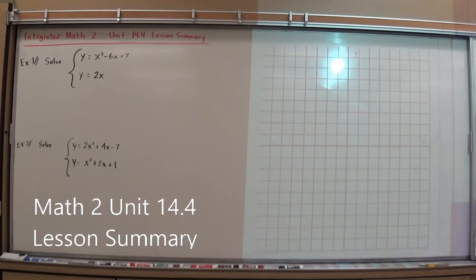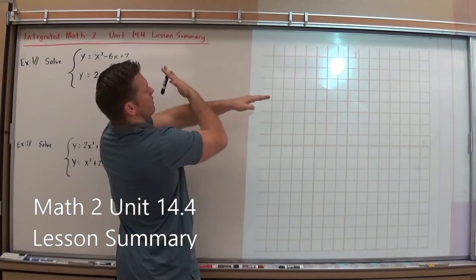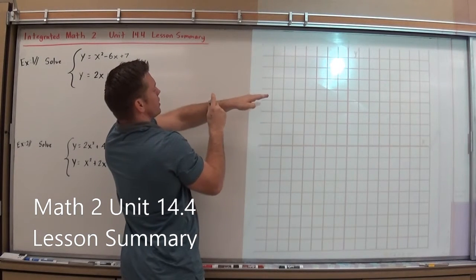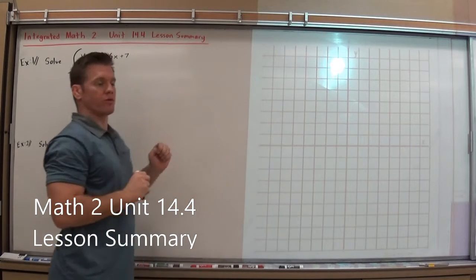In Unit 14.4, we're going to try to solve systems of equations. You did this back in Math 1. You did this with two lines, two linear equations. We found that the solution to a linear system was where the two lines intersected, because that one intersection point represents all the solutions on both lines, and that one point would be where it works for both.